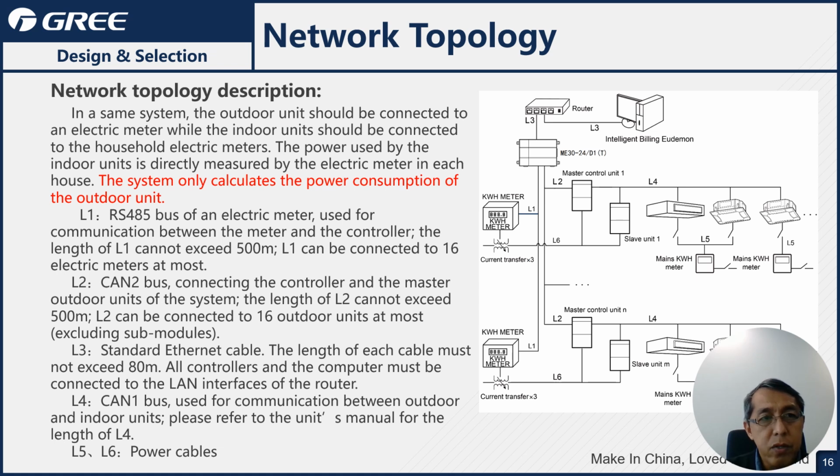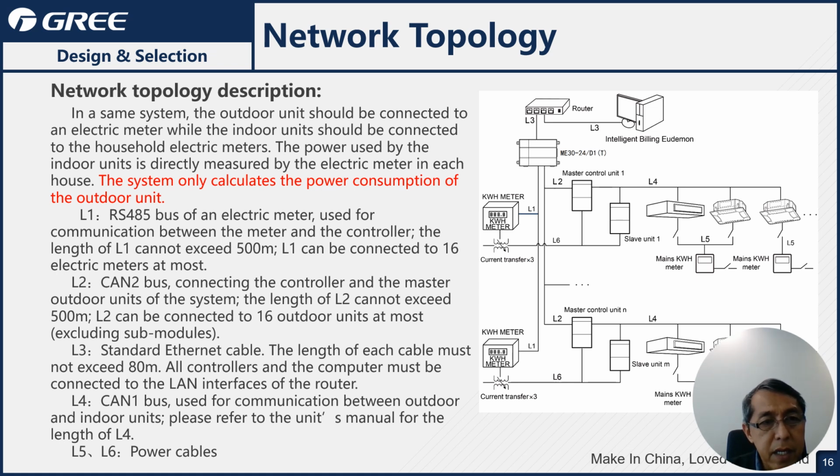Line 2 uses the CAN2 bus communication, connecting the controller and the master outdoor unit of the system. The length of line 2 cannot exceed 500 meters. Line 2 can be connected to 16 outdoor units at most, excluding sub-modules.